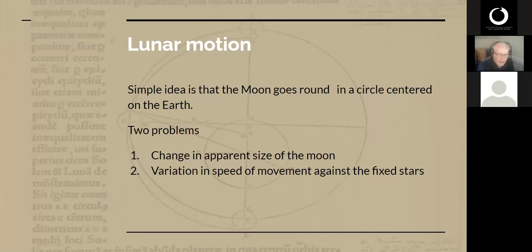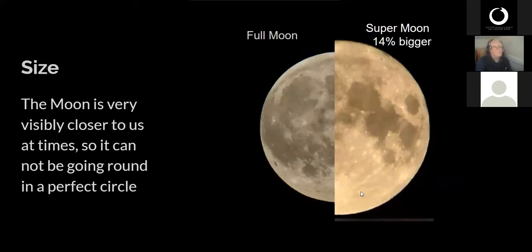But it's not just that. The angular size of the moon does change. On some days, it really is bigger than others. And the second issue was that the moon doesn't appear to move at a steady rate across the sky. It only becomes apparent if you do very precise observations, but the number of degrees it traverses per day is not constant. Now, this is a scale drawing of the difference between a normal full moon and a so-called supermoon. It really does look bigger because at times it is visibly closer to us. It's 14% bigger when it's close to us.